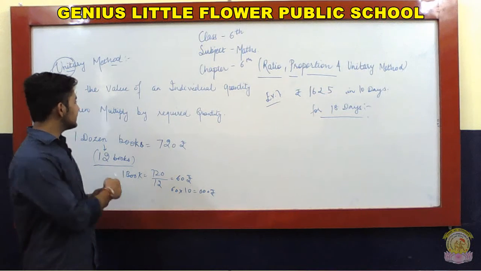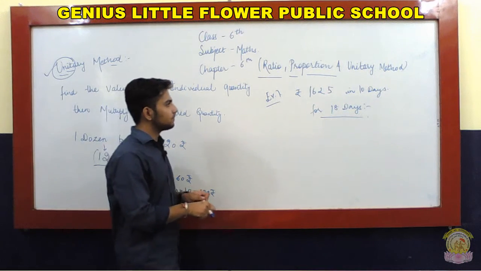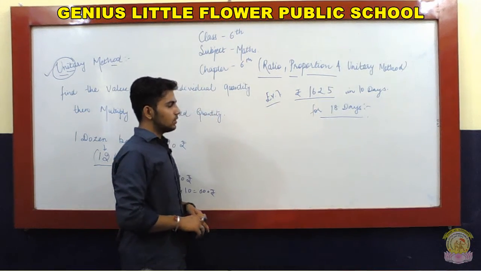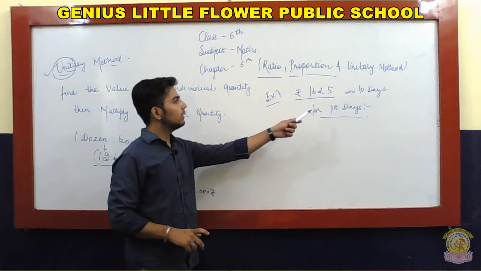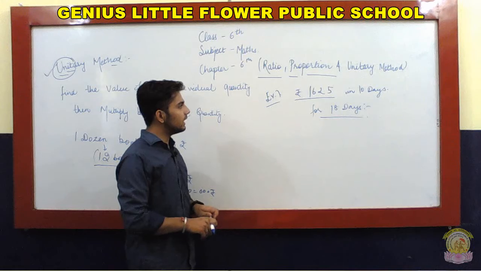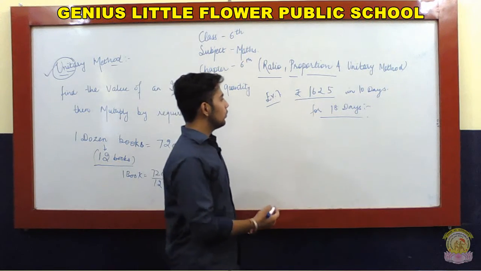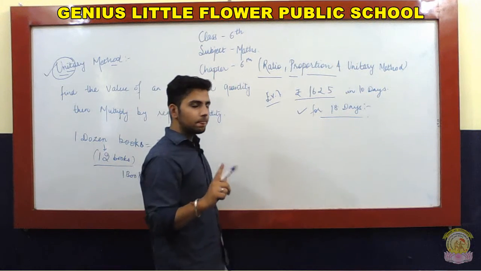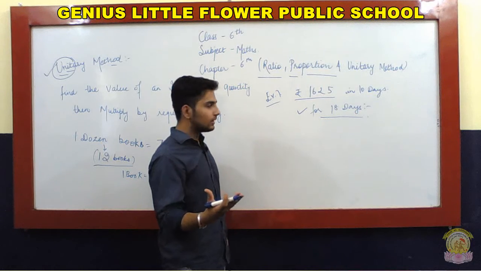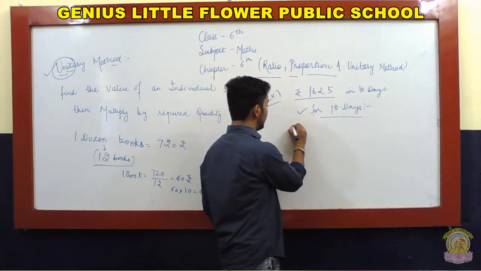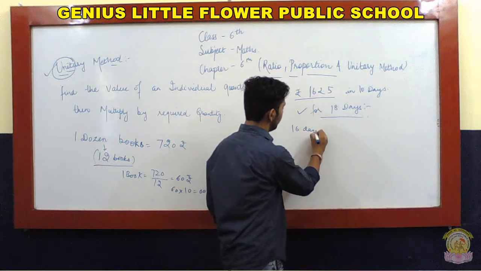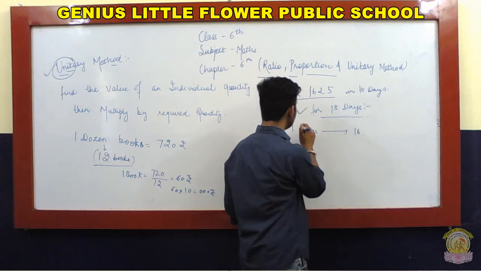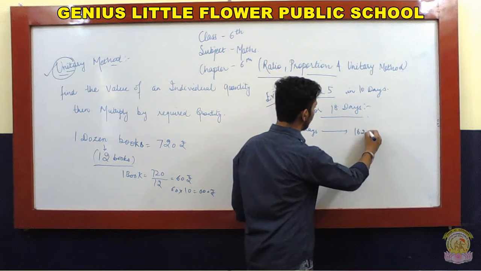Okay, so considering an example, here example 7: a worker earns 1625 rupees in 10 days. Okay, so now you have to calculate it for 18 days. So first we have to calculate it for 1 day, that how much he earns in 1 day. एक दिन में वो कितना कमाता है. Okay, so for 10 days they earn 1625 rupees.